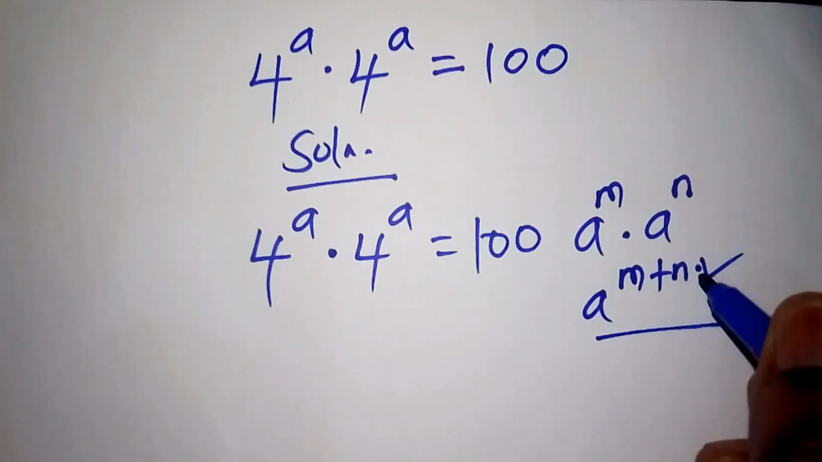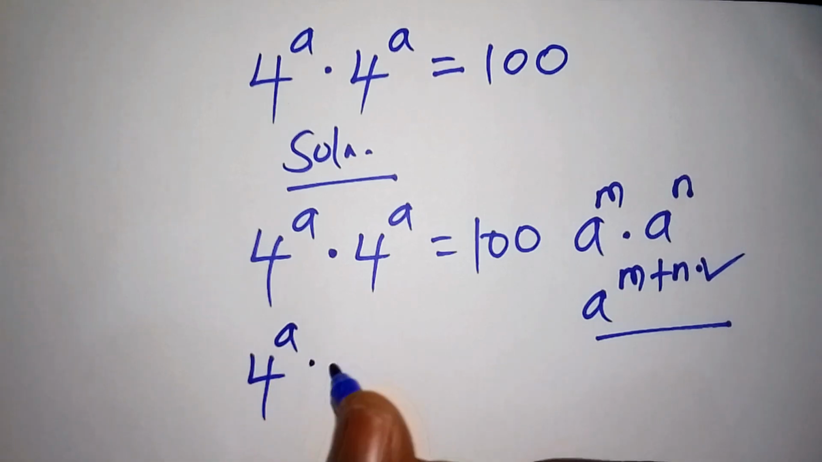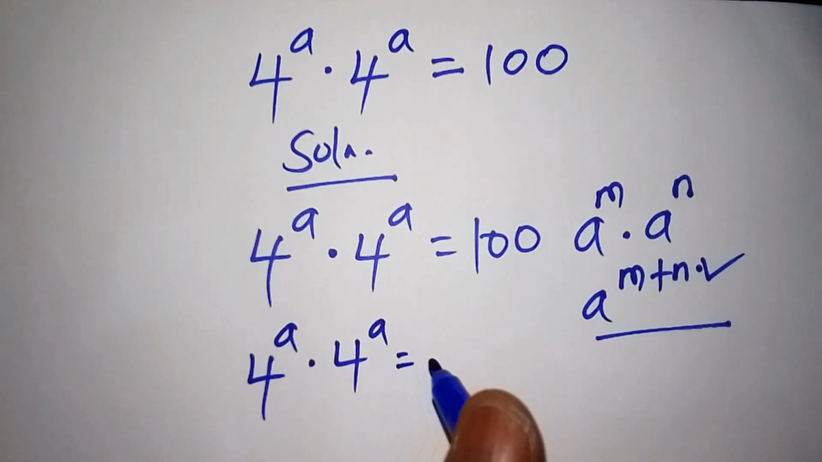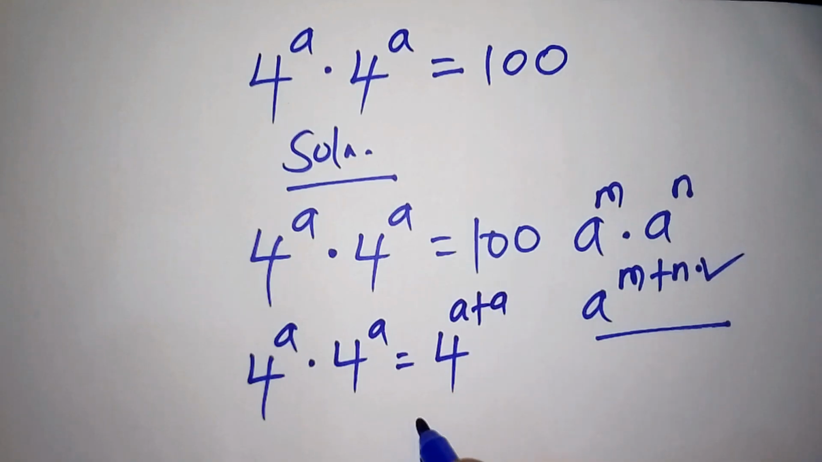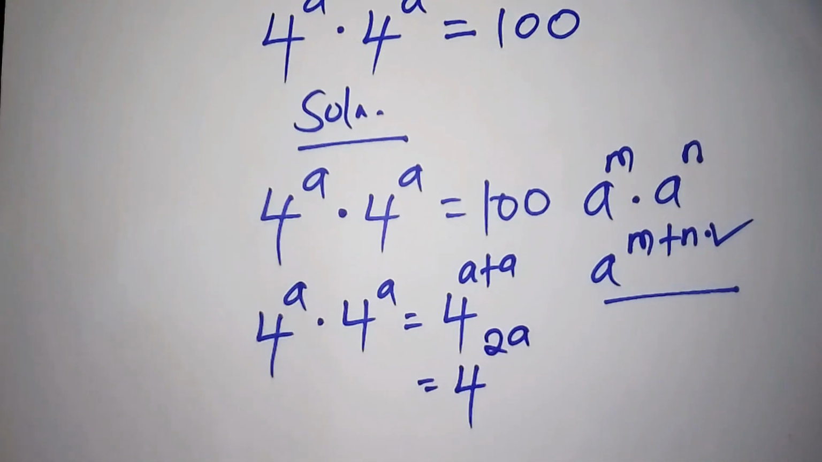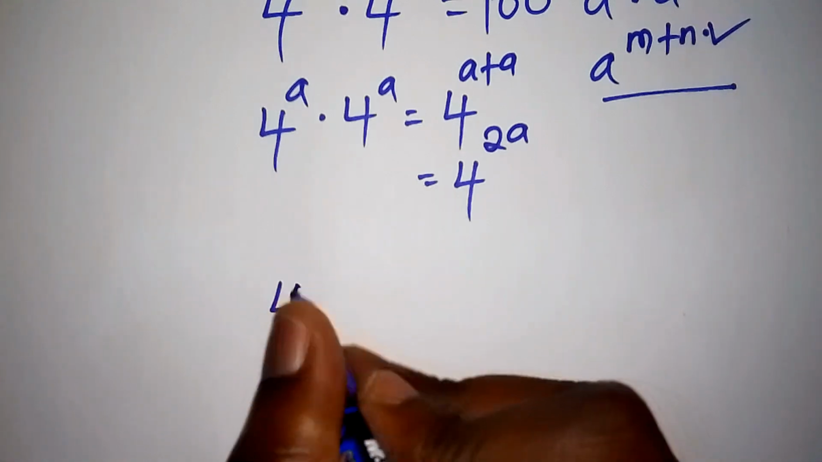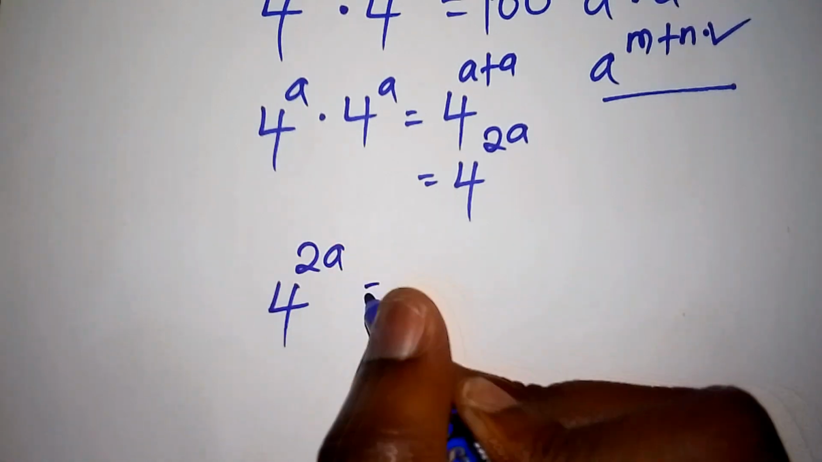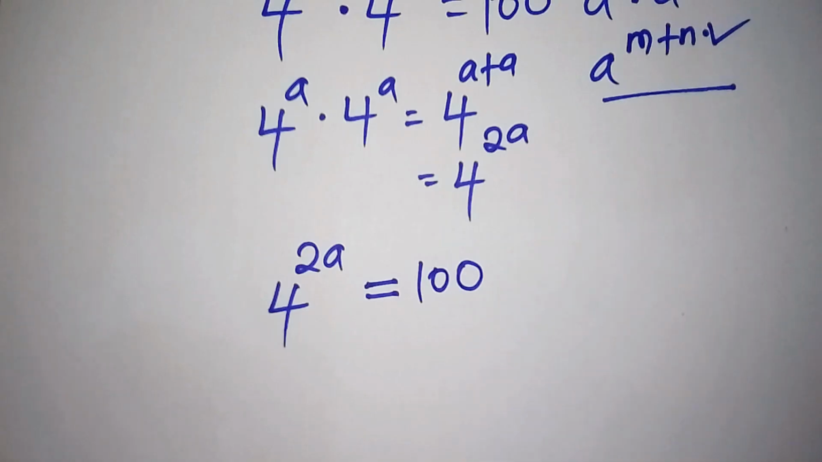Similarly, we can say that 4 to the power of a multiplied by 4 to the power of a is equal to 4 to the power of a plus a. So now this shall be 4 to the power of a plus a, which is 2a. So now we shall say that 4 to the power of 2a is equal to 100. So let's now solve for the value of a.